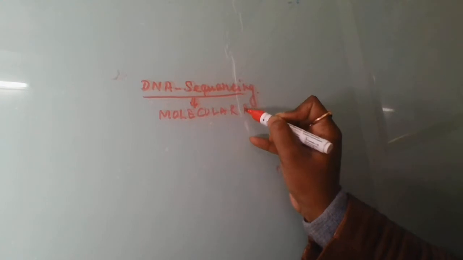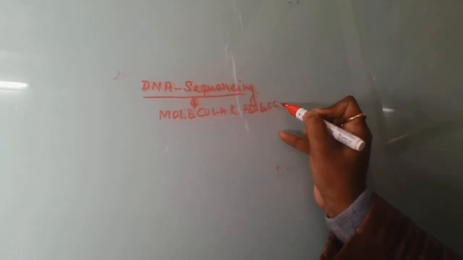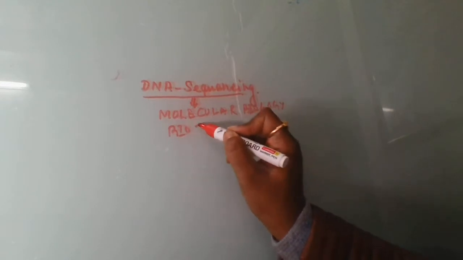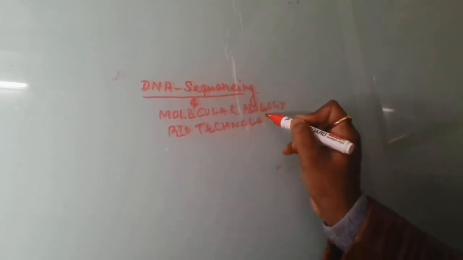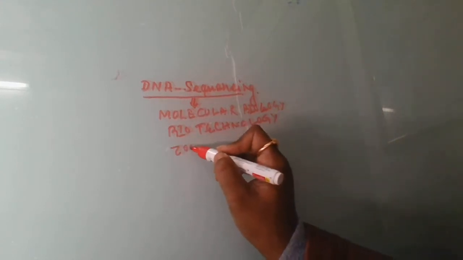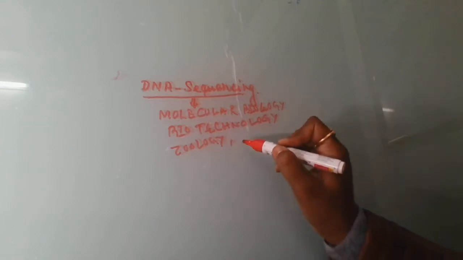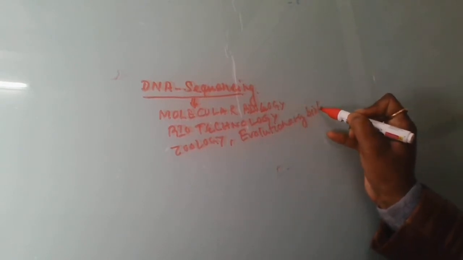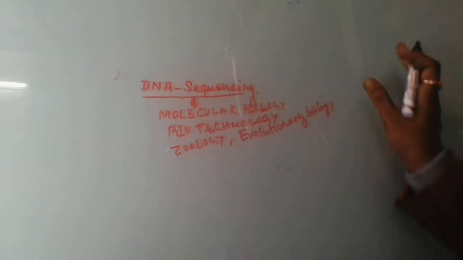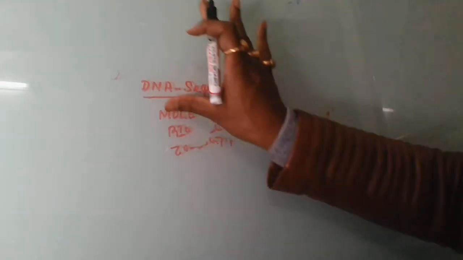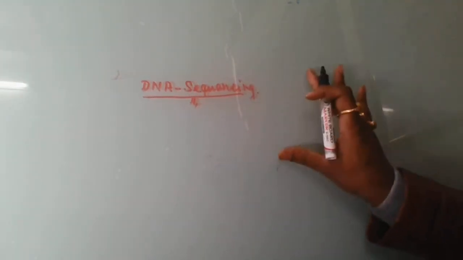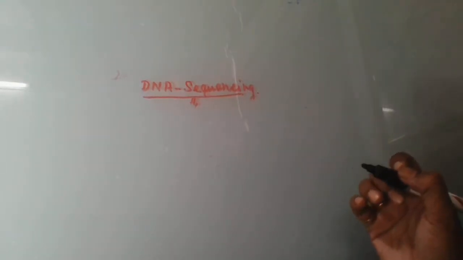molecular biology, biotechnology, zoology, evolutionary biology. So these are the many fields. This topic is very much important for these fields. So how will you start to understand this topic? Because if your basics are not clear, then it will be very difficult to understand.